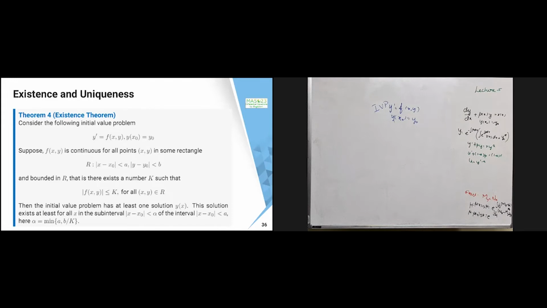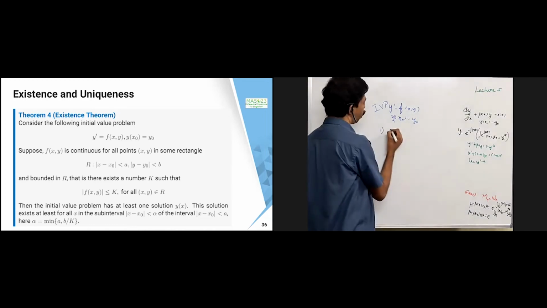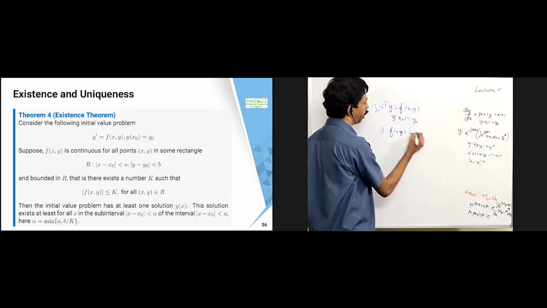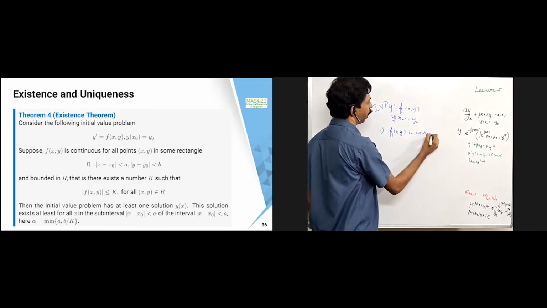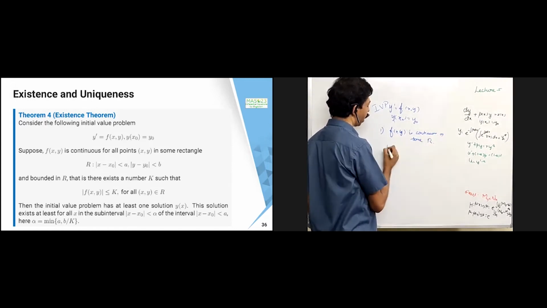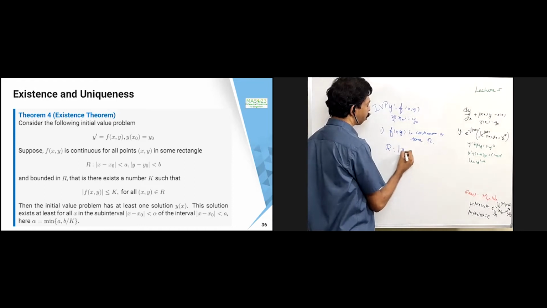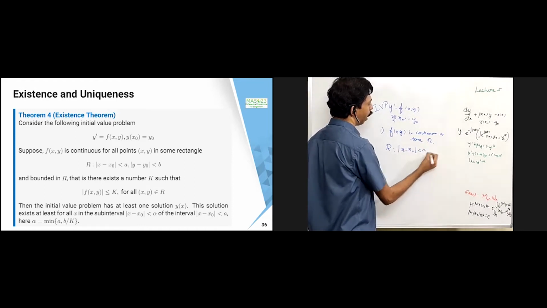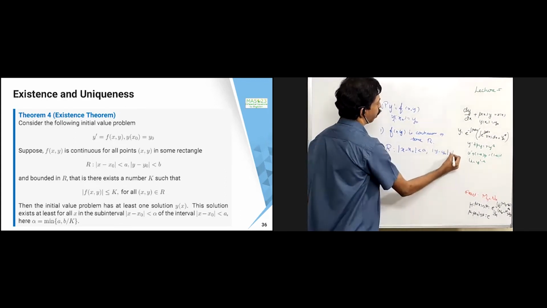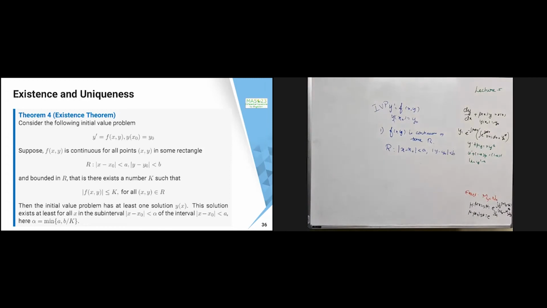For the initial value problem, we need to consider when the solution is going to exist, or what condition we need to impose. Condition number 1: suppose f of x comma y is continuous on some rectangle R. The rectangle R is given by the absolute value of x minus x naught less than a, and the absolute value of y minus y naught less than b. Okay, I have given this rectangle.